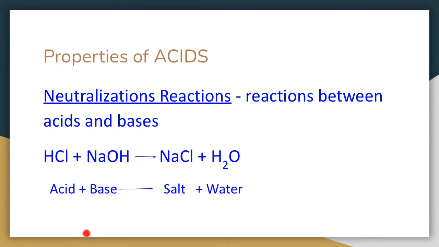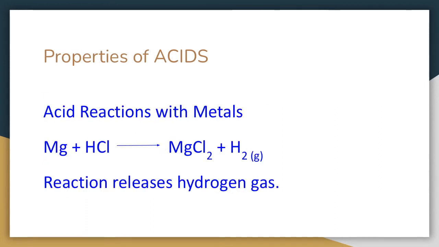Anytime we add an acid and a base together, they go through what's called a neutralization reaction, and they're always going to create the same two things. And those two things are water and some sort of a salt. A salt is going to be an ionic compound like we see here, sodium chloride, a metal combined with a nonmetal, and then water. So that's probably one of the most common types of reactions we're going to see with acids, the neutralization reactions.